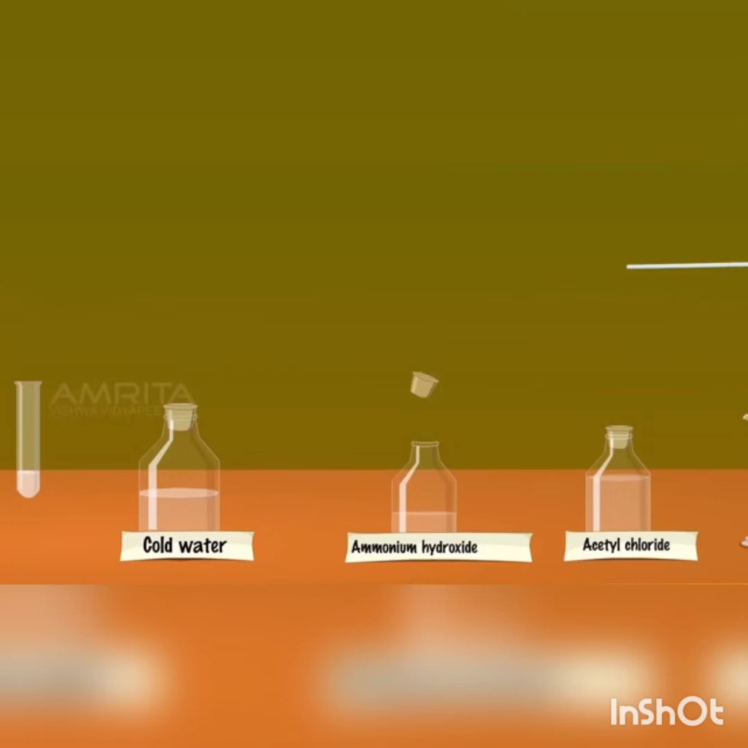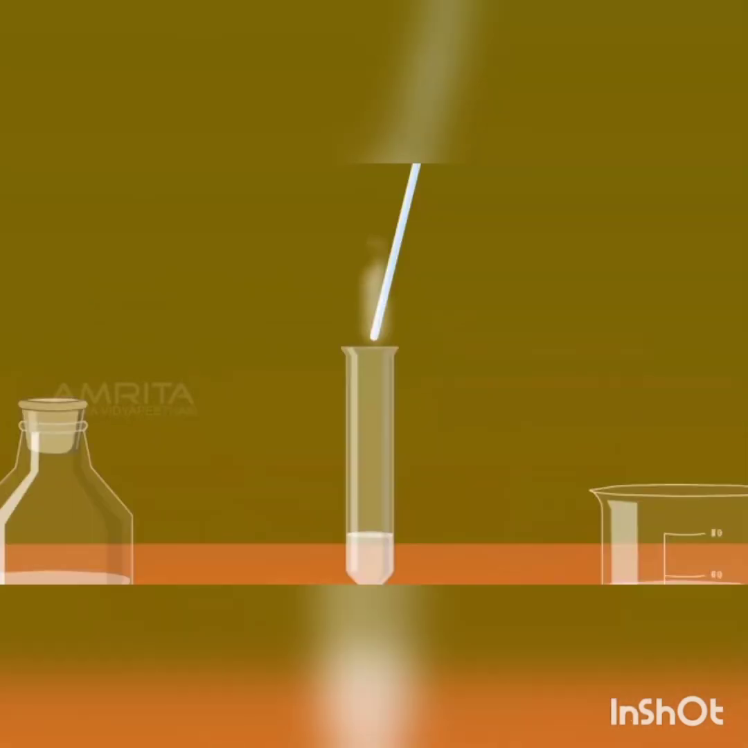Take a glass rod and dip it in ammonium hydroxide solution. Bring the glass rod near the mouth of the test tube. Alcohols on reaction with acetyl chloride form esters and give out hydrogen chloride gas. The hydrogen chloride gives white fumes of ammonium chloride with ammonium hydroxide.